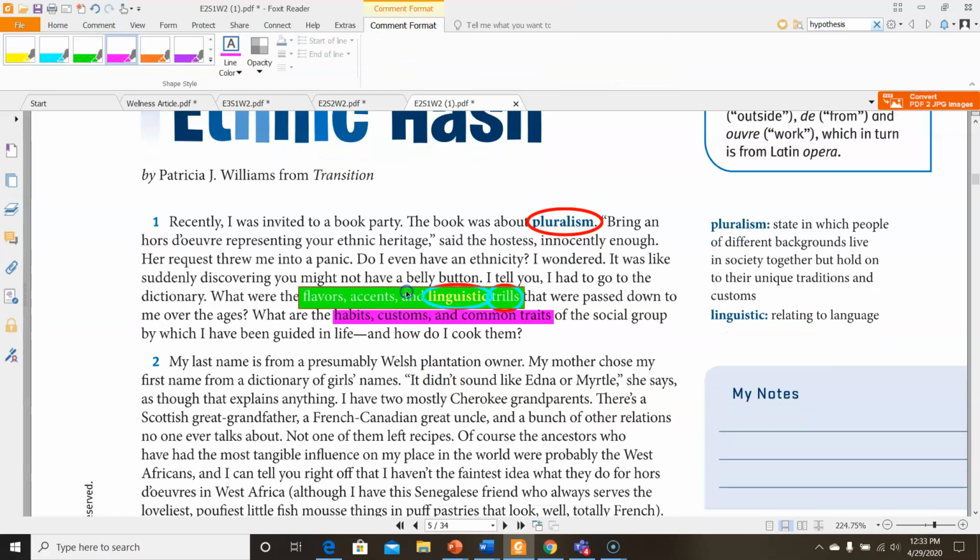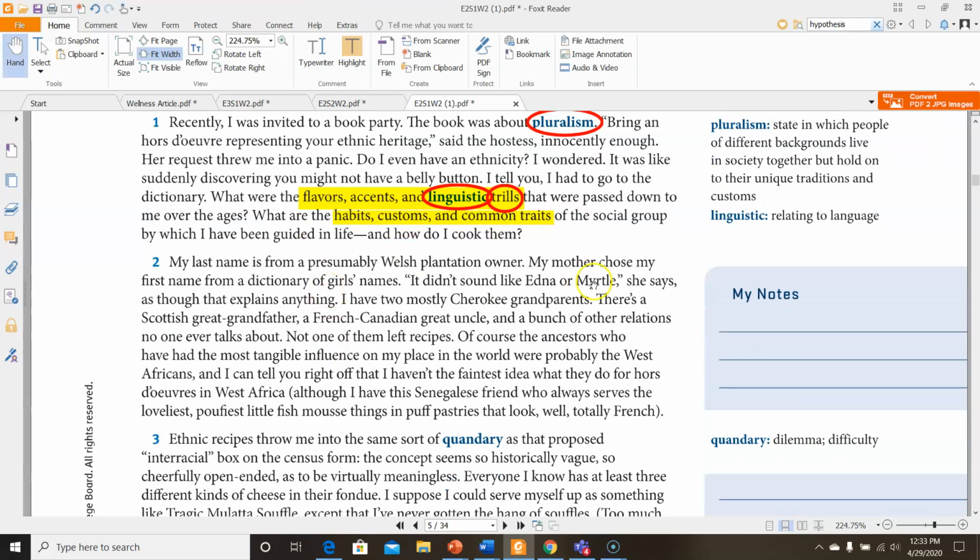I'm going to change the color of this because it kind of blends in with my red circles. There we go. So my last name is presumably Welsh, from a presumably Welsh plantation owner. My mother chose my first name from a dictionary of girls' names. It didn't sound like Edna or Myrtle, she said, as though that explains anything. I have two, mostly Cherokee grandparents. There's a Scottish great-grandfather, a French-Canadian great-uncle, and a bunch of other relations no one ever talks about. Not one of them left recipes.